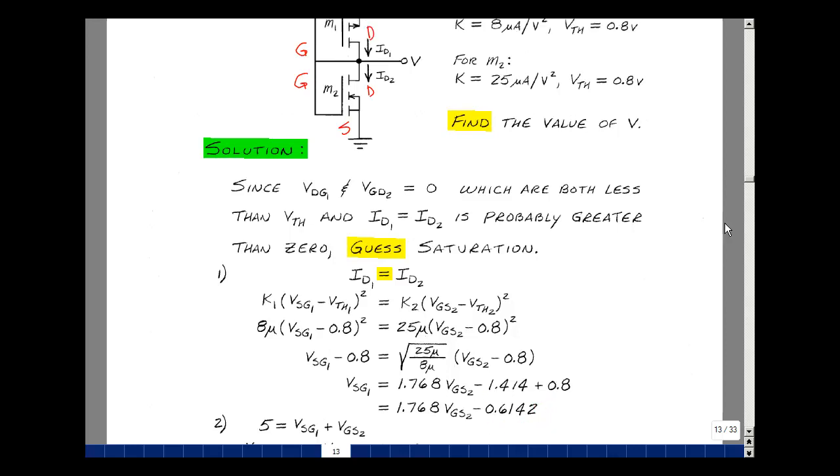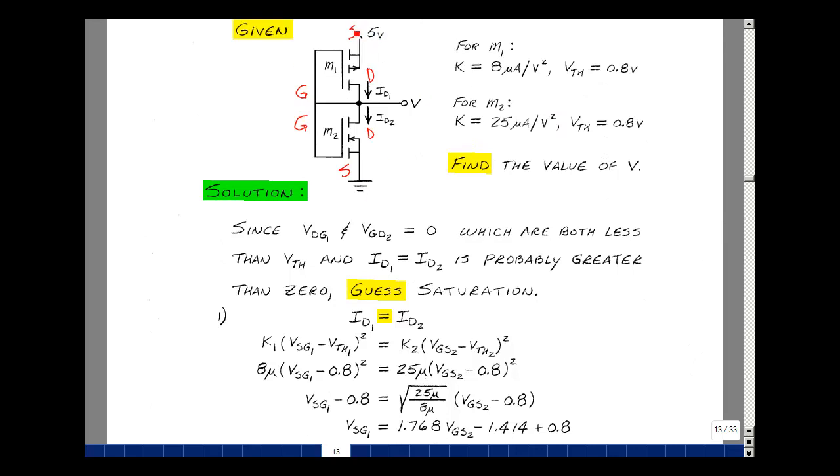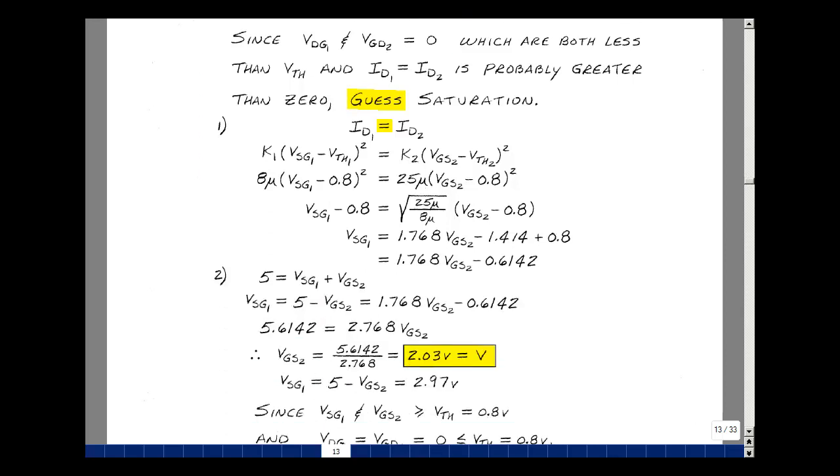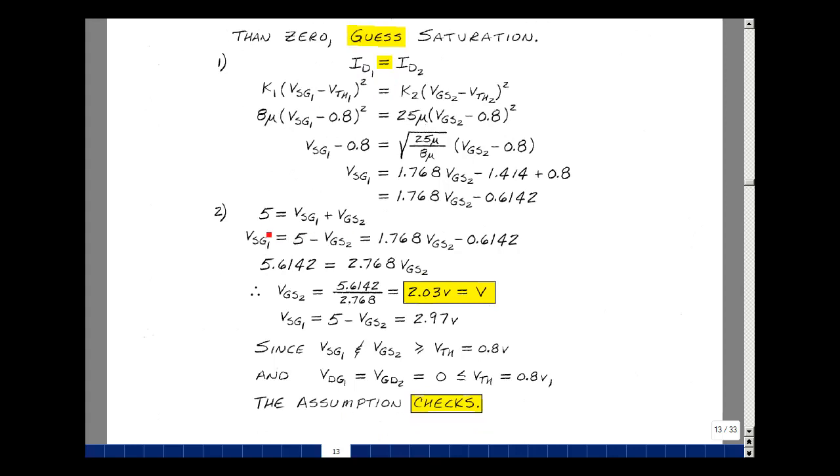Our circuit on top, the rise in voltage is 5, the drop is the source to gate of 1 and the gate to source of 2. I have another equation that relates the gate source voltages, and that their sum is equal to 5. I solve for the gate source of 1 by putting this on the other side of the equation, and then setting it equal to this. Now I can solve for the gate source of transistor 2. Bring this term over here as 5.6142. Bring this over here, now I get 2.768 times the gate source of 2. The gate source of 2 then is this number divided by this number, and that's 2.03.